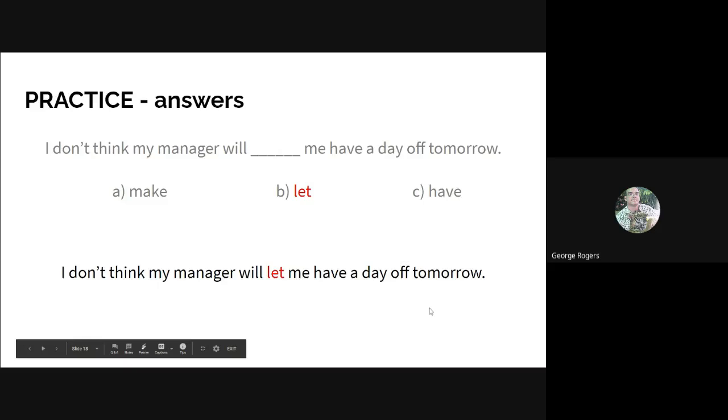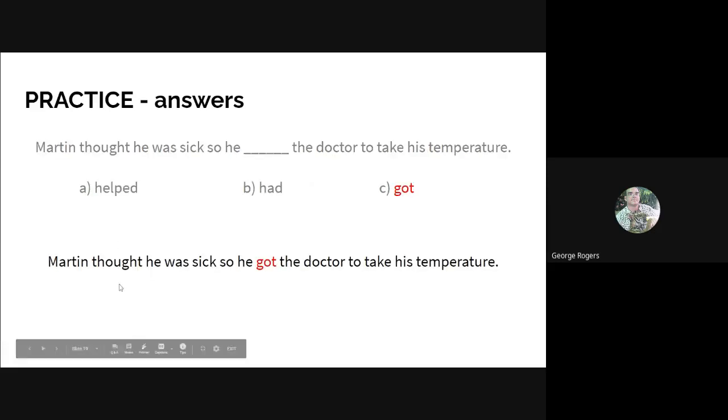The next one. Martin thought he was sick, so he got the doctor to take his temperature. Again, we have the "to" here in front of the base verb. So got, or it could be help. The "to" eliminated had. But typically, if he helped the doctor take his temperature, you don't help a doctor take your temperature. So got is the best answer.